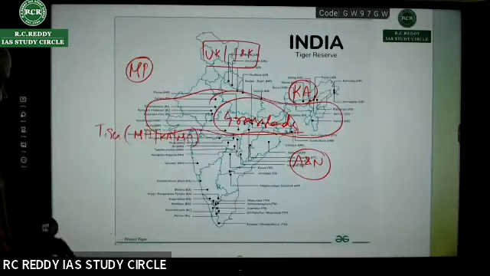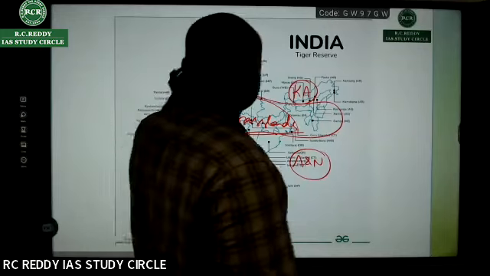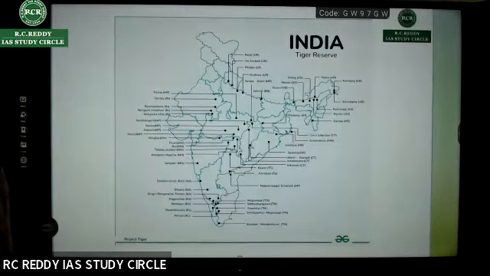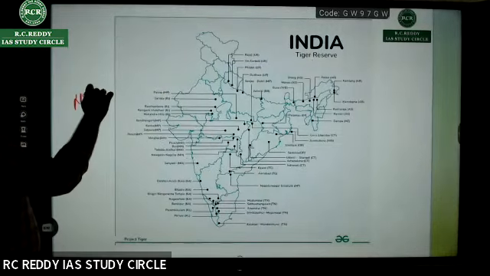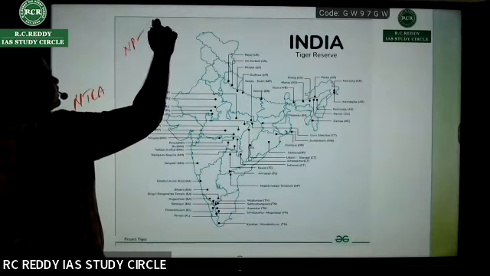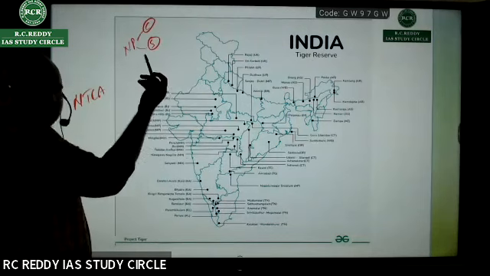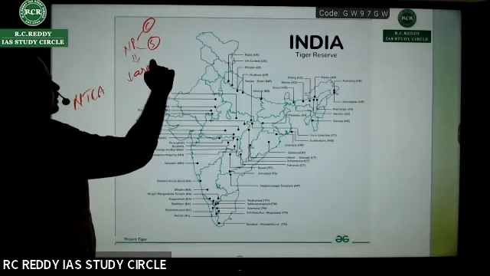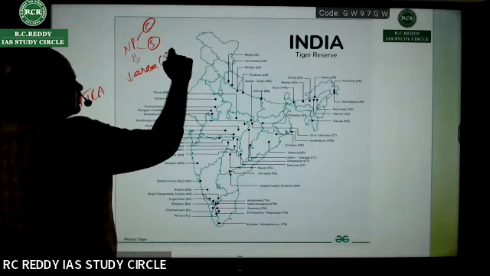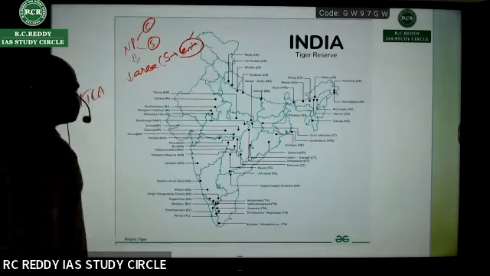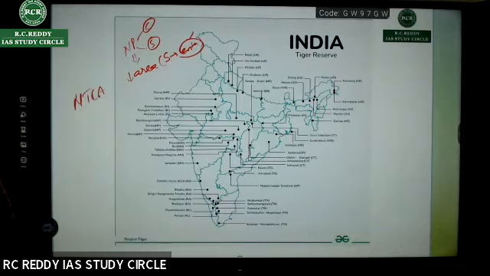Tiger reserves. Who demarcates tiger reserves? It is with the help of NTCA. When you look at national parks, who demarcates? Either center or state, right? But one thing that you need to understand is if you want to reduce the area of the national park, the state has to seek permission from the center, and the final power lies in the hands of the center to reduce or shrink the area.